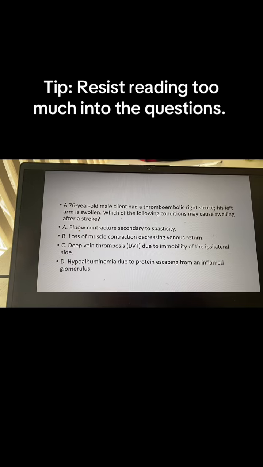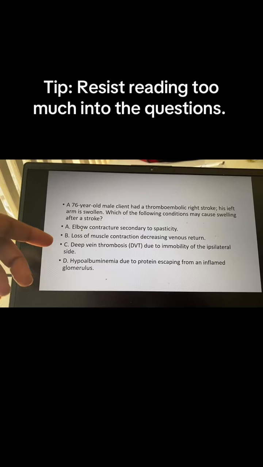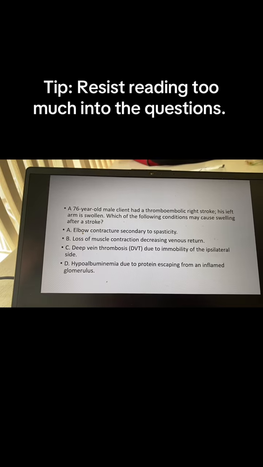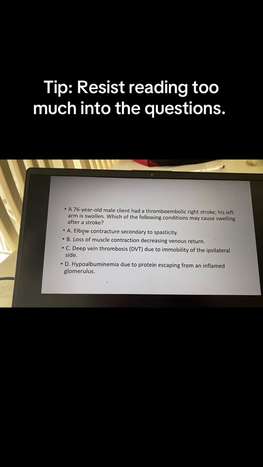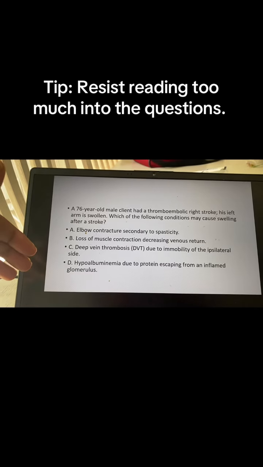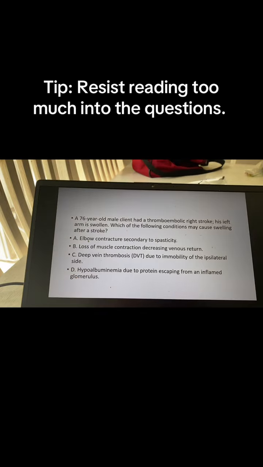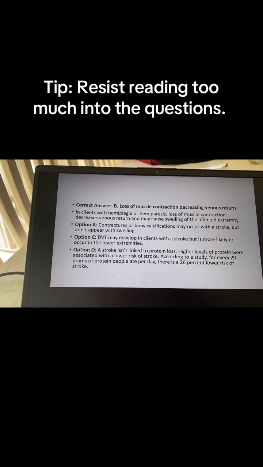Deep vein thrombosis due to immobility of the ipsilateral side, not necessarily. Typically not, they're less likely to have that, more likely to have deep vein thrombosis in their legs. As you know, deep vein thrombosis usually occurs in the legs. Protein issues are not an issue when we're talking about somebody with a stroke. So the answer is B.